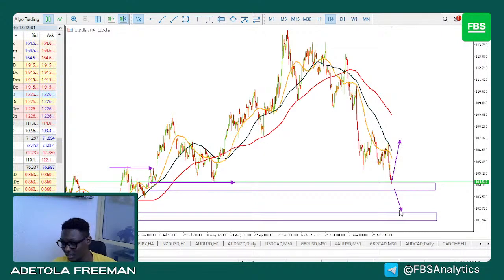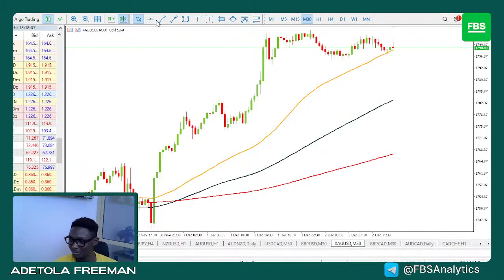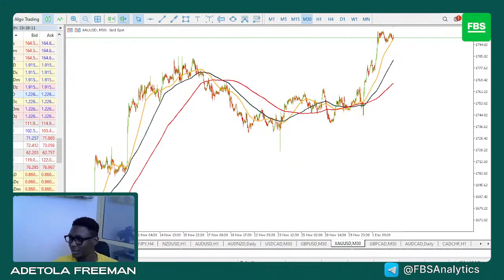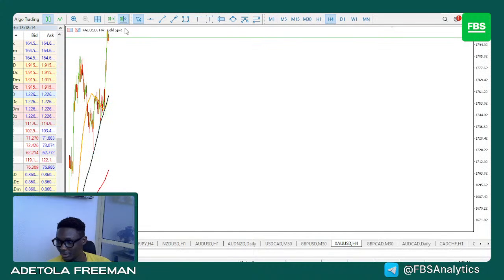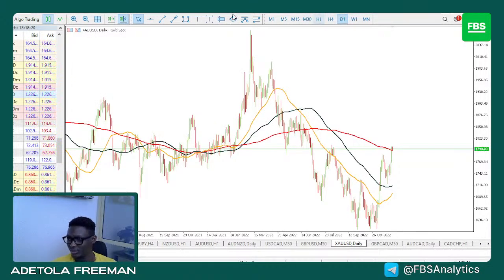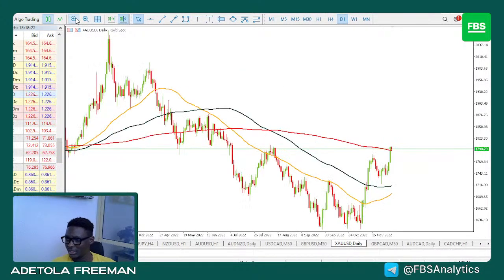And I can see that a large majority of us are going to be trading gold. So let's go right over to gold now. Let's go to gold. I'm going to start from the 4 hour time frame. This is the 4 hour time frame on gold. Let's do daily. So this is the daily time frame on gold.